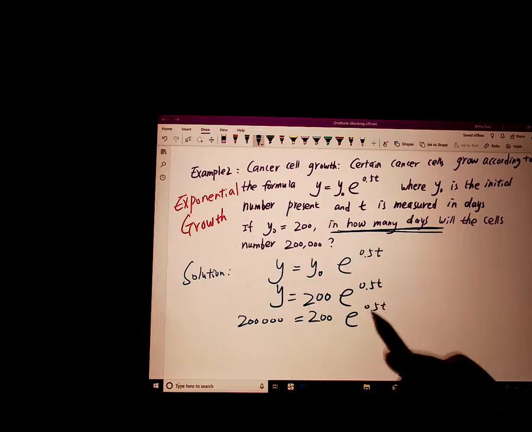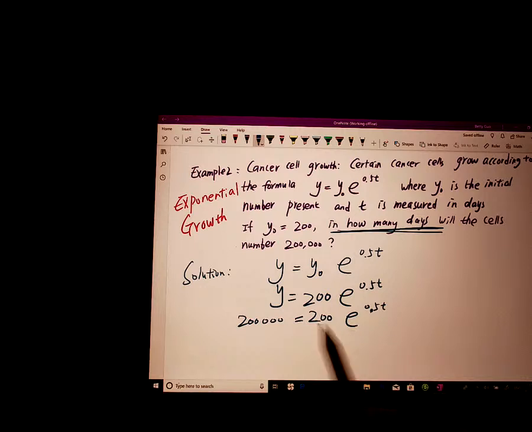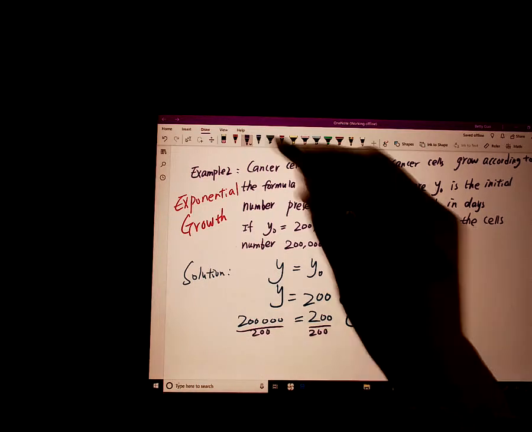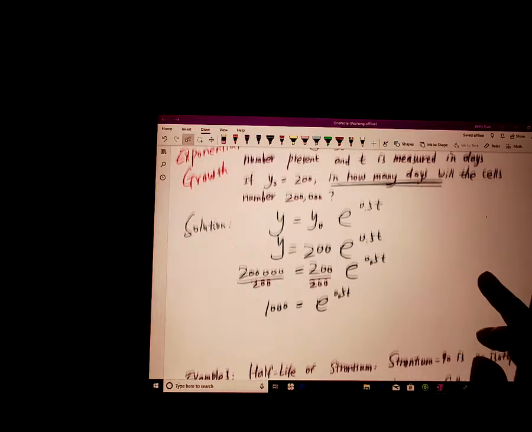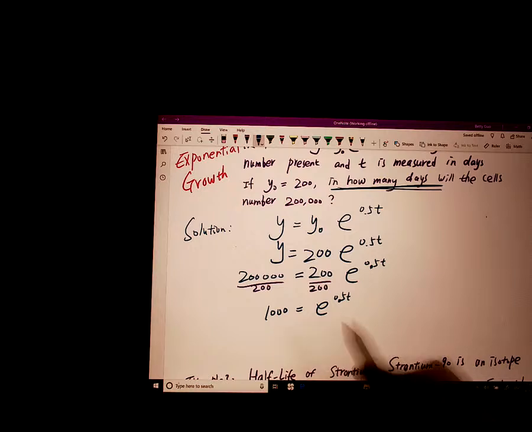Look at this equation. This equation gives us an exponential equation. So let's solve this exponential equation. Firstly, I would get rid of the 200. I would divide both sides by 200, and I would have e to the power of 0.5t on the right hand side. And what's the number on the left? 1000, right? For convenience, I want to switch the order of the two sides of the equation. I have e to the power of 0.5t equals 1000.